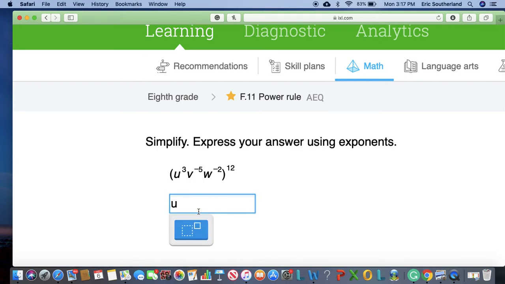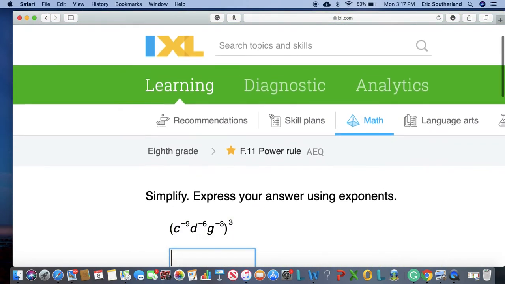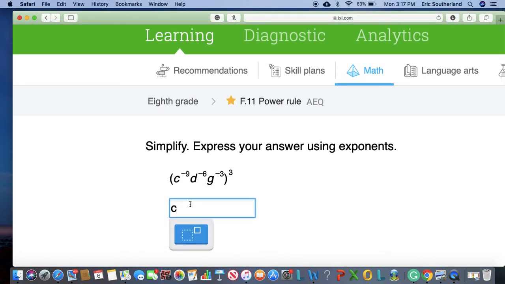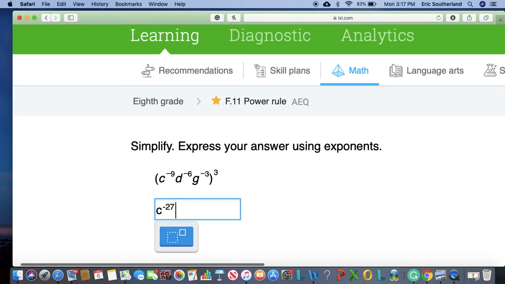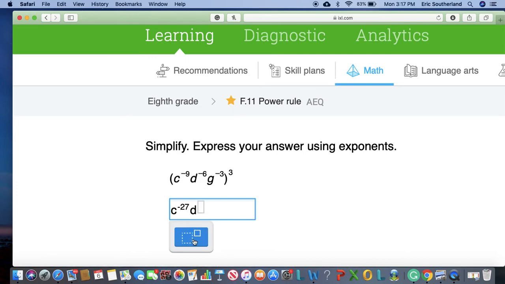U is the base. 12 times 3 is 36. V is the base. 12 times negative 5 is negative 60. W is the base. Negative 2 times positive 12 is negative 24. Again, watch your negative signs. C is the base. Negative 9 times 3 is negative 27. D is the base. Negative 6 times positive 3 is negative 18. G is the base. Negative 3 times 3 is negative 9.